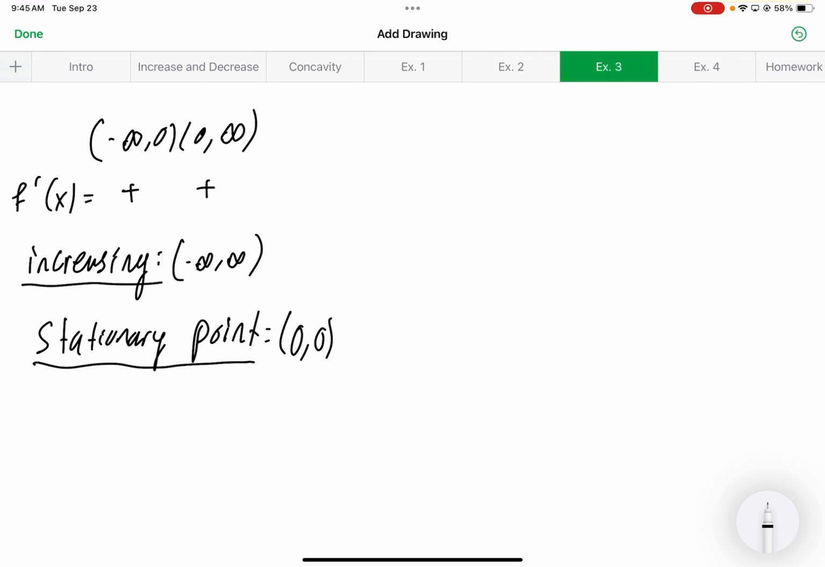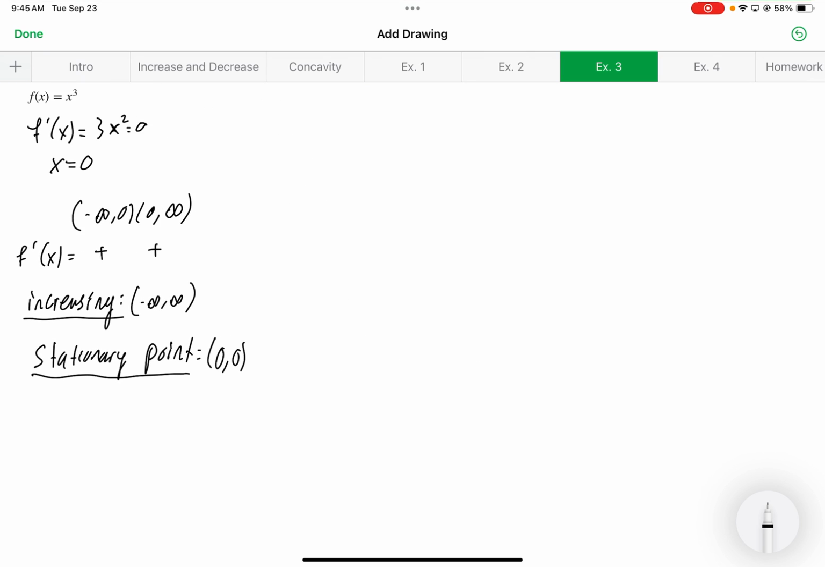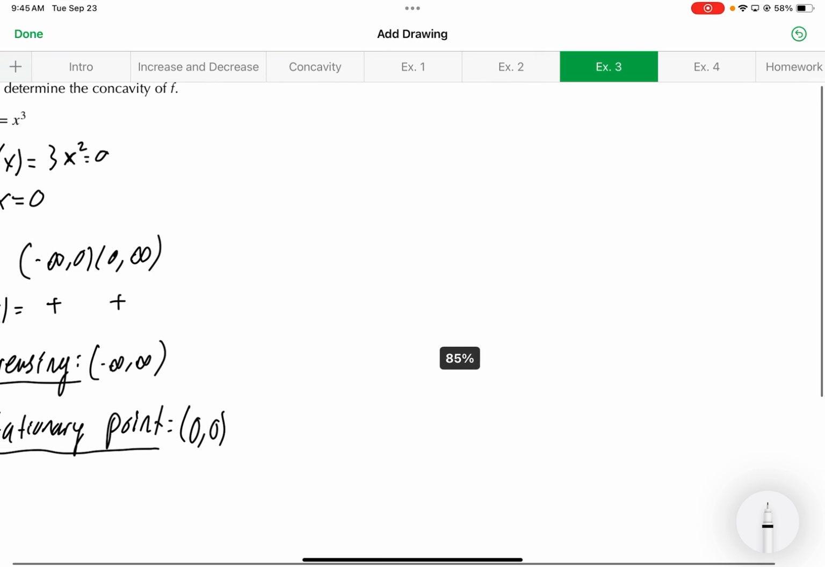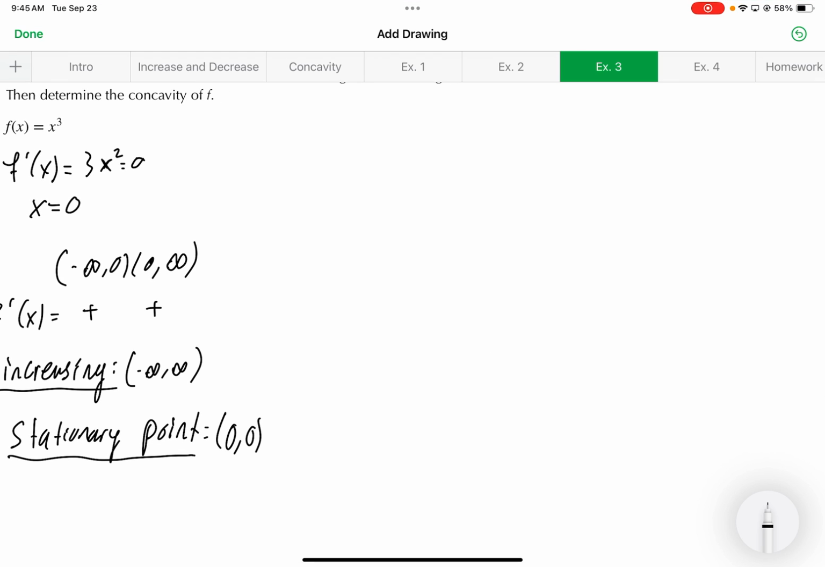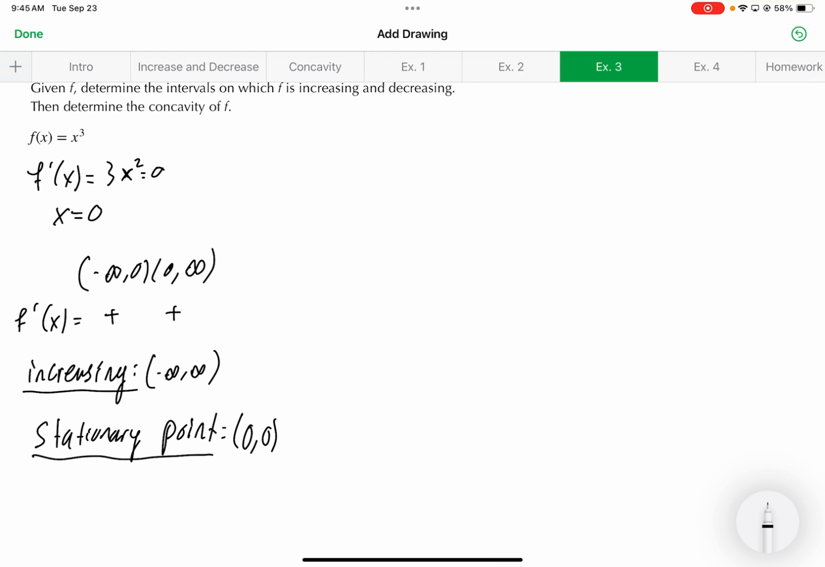So we have a stationary point in our original function at 0, 0, because it kind of just stalls at 0, 0 before it continues on its way. Okay? I've never heard of that notation before, so I'm going to credit Mrs. G for that one. All right. I've used my first derivative to its fullest extent.